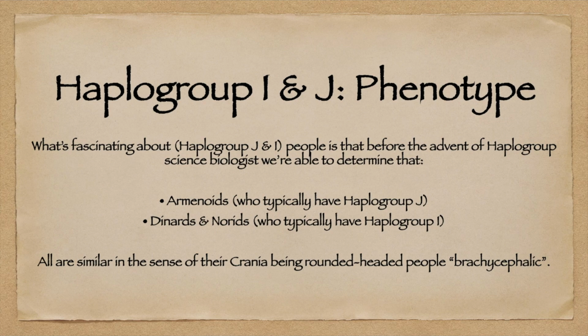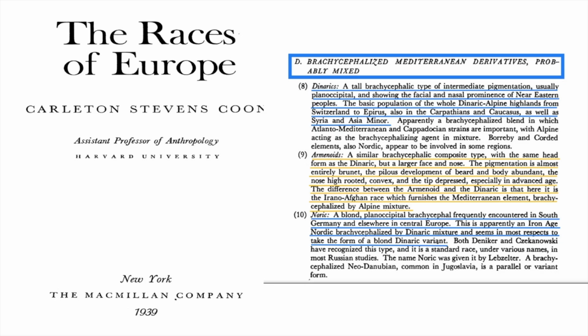So, what's fascinating about haplogroup J and I people is that before the advent of haplogroup science, biologists were able to determine that Armenoids, who typically have haplogroup J, and Drenid and Nordid types, who typically have haplogroup I, all are similar in a sense when it comes to their crania, being round-headed peoples, brachycephalic. So this is from The Races of Europe by Carleton Stevens Coon, and he says the brachycephalicized Mediterranean types, the mixed types.